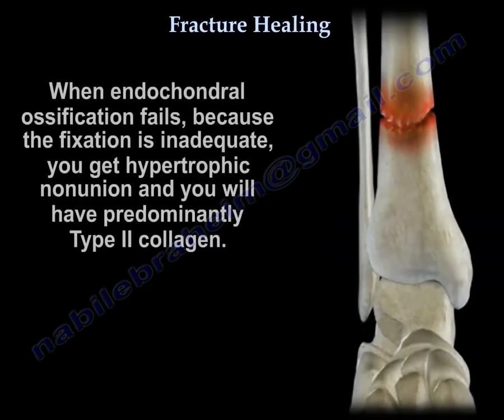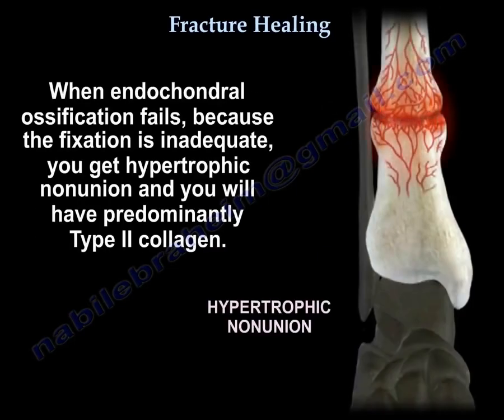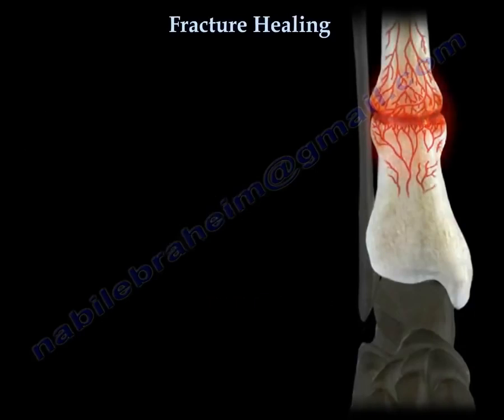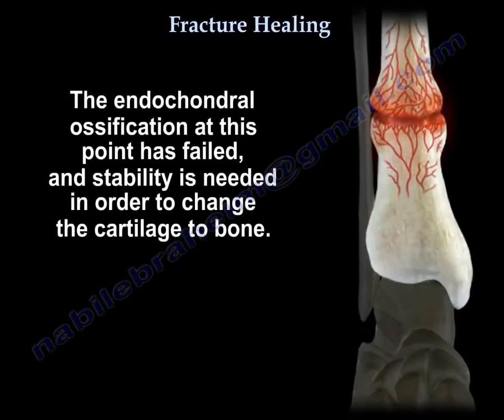When the endochondral ossification fails because the fixation is inadequate, you get hypertrophic non-union and you'll have predominantly type 2 collagen. The endochondral ossification at this point has failed and stability is needed in order to change the cartilage to bone.